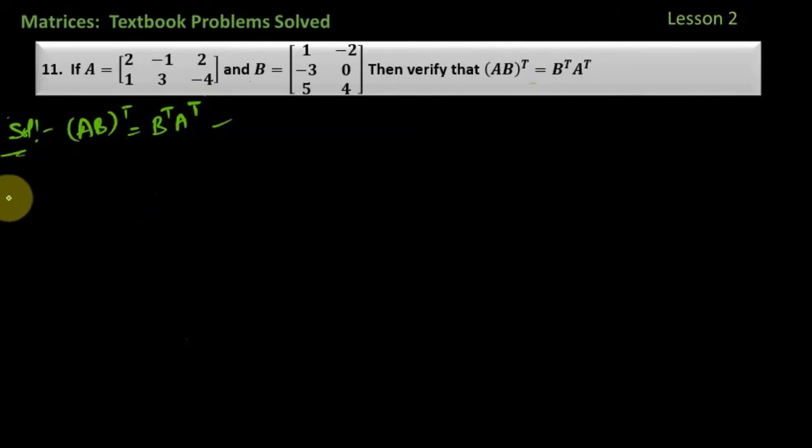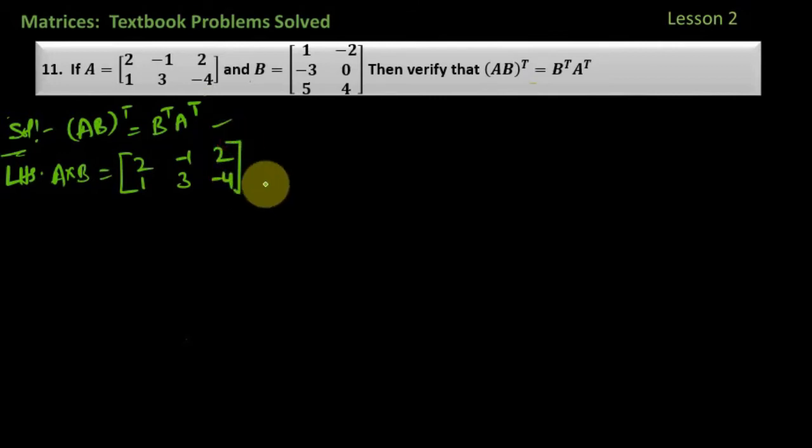Chalo, now we'll do the left hand side first. So what is AB transpose, right? First we'll find A into B. Then after finding the resultant matrix, for that we'll do the transpose, right? So what is A? Here I'll write those two matrices, 2 minus 1 2 and 1 3 minus 4.